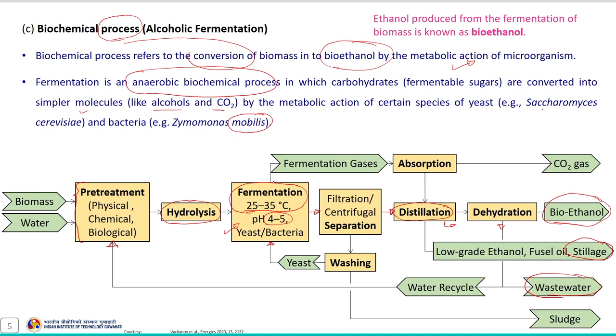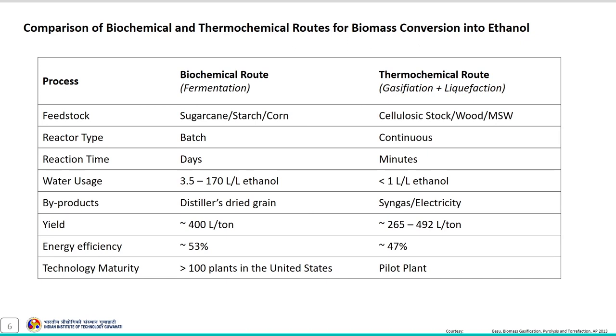And the gas produced during this fermentation process is absorbed to recover the ethanol, and this absorbed ethanol is also recovered using the distillation process to obtain high quality ethanol, and CO2 as a byproduct gas can be obtained after this absorption unit. This table compares the biochemical and thermochemical route for biomass conversion into ethanol.